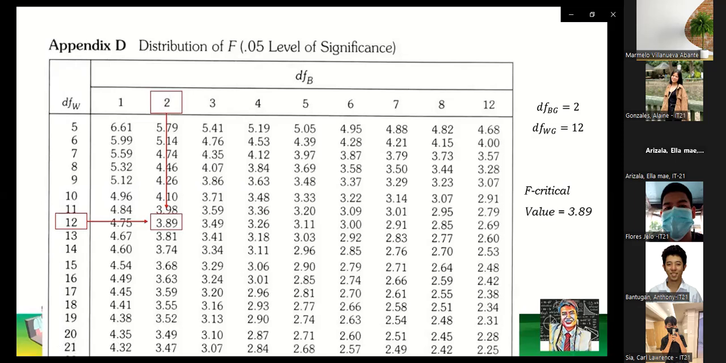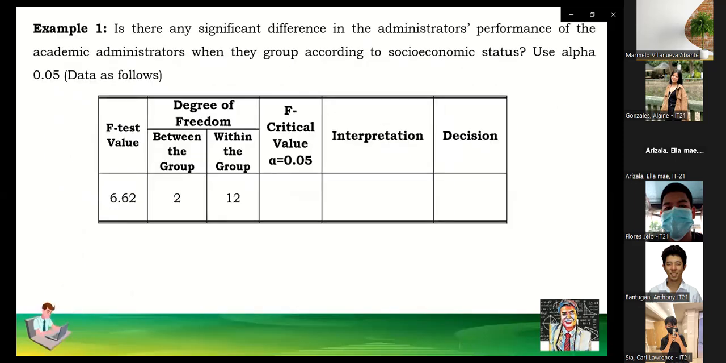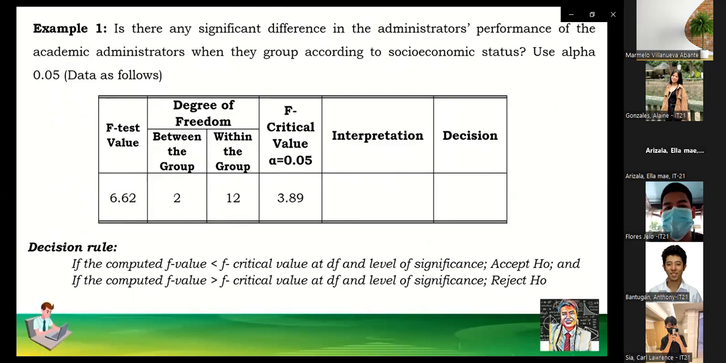Okay? So, proceed tayo. Balik tayo dun sa table. Ayan. Lagay ko na rin yung problem dito. Lagay natin sa table yung 3.89. Ito yung critical value natin. Para mapakompleto natin to, punta tayo sa decision rule. Kung yung computed F value is less than F critical, accept. If the computed value is greater than F critical, reject. Since 6.62 is greater than 3.89, therefore our decision is reject the null hypothesis or reject HO.